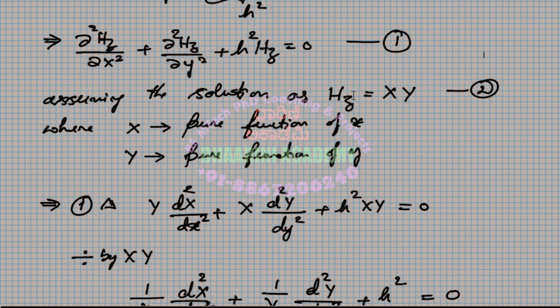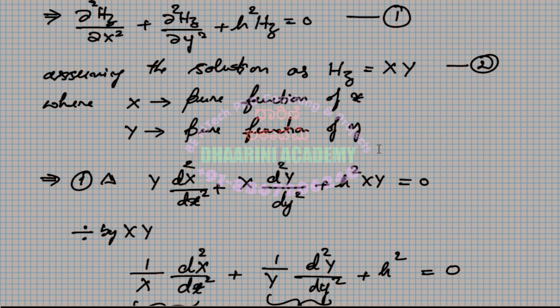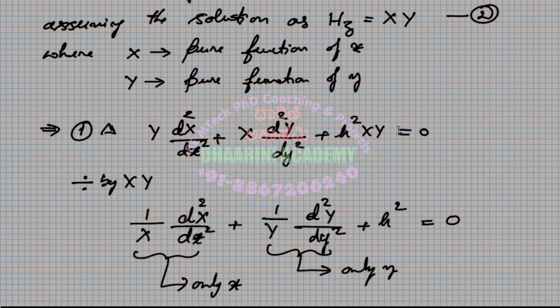We have to assume that the solution should be a product, capital X into capital Y, denoted by equation number 2, and X is a pure function of x, right? Capital Y will be the pure function of small y, right? So this is the standard procedure in mathematics whenever we are applying the variable separation method to solve the differential equation.